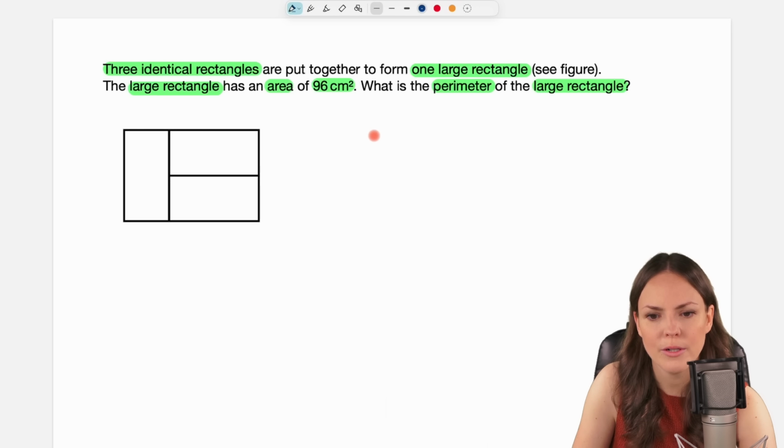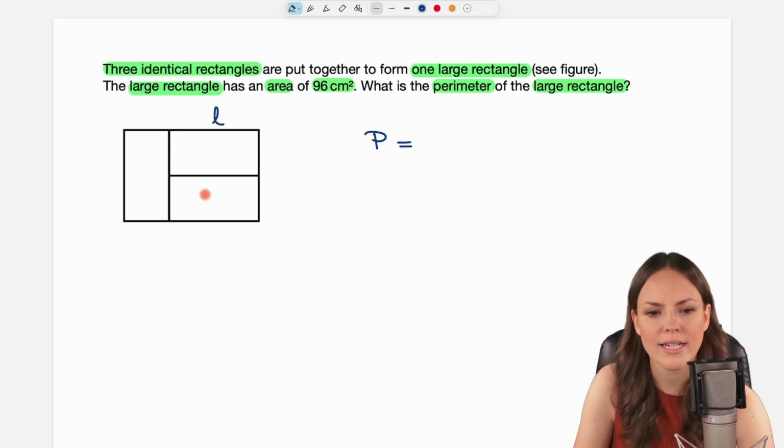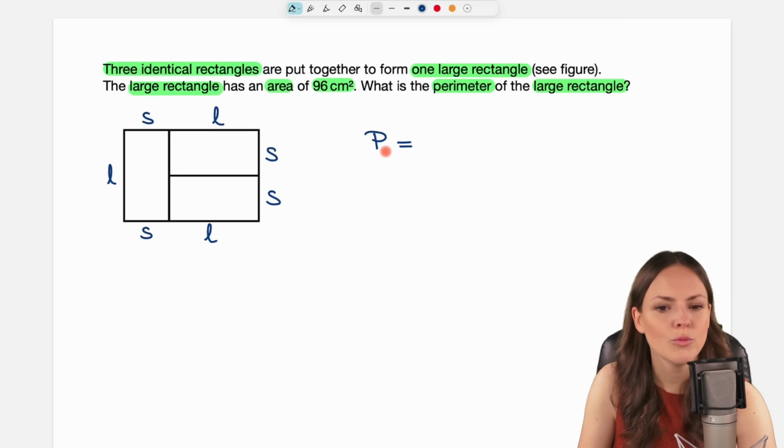Let's call this perimeter P, and how can we find it? We need the lengths of the sides of these rectangles. Let's start with this long side here. I call this side L. And because these small rectangles are all identical, this length here is also L, and this long side here is also L. And I call the short sides S, so that we have S here, here, here, and here as well. And for the perimeter, we just have to add all these lengths now.